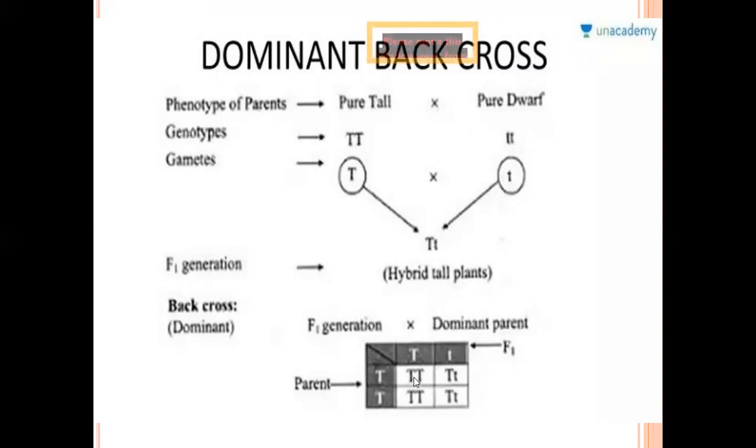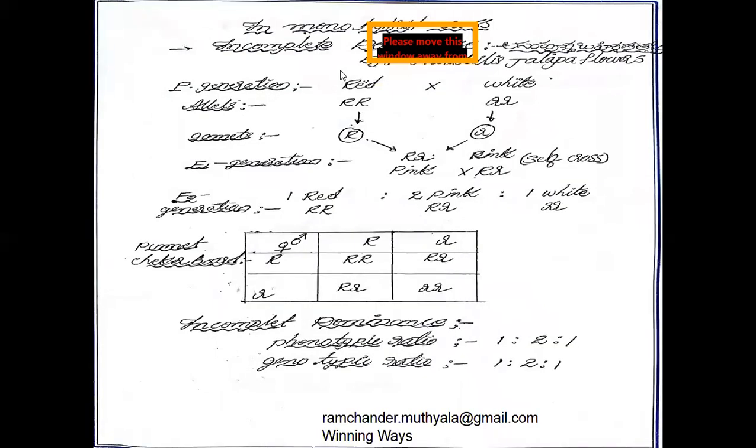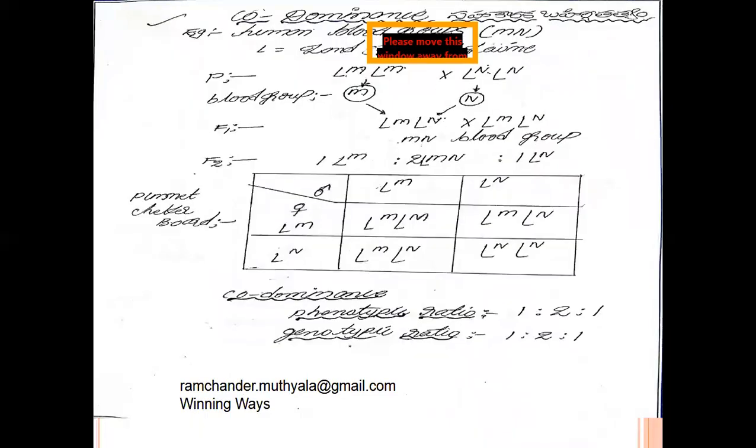So 100% tall plants developed means 100% dominant, complete dominance. Mainly there are 3 types: one is complete dominance, the second is incomplete dominance, the third is codominance. These are the 3 dominances.